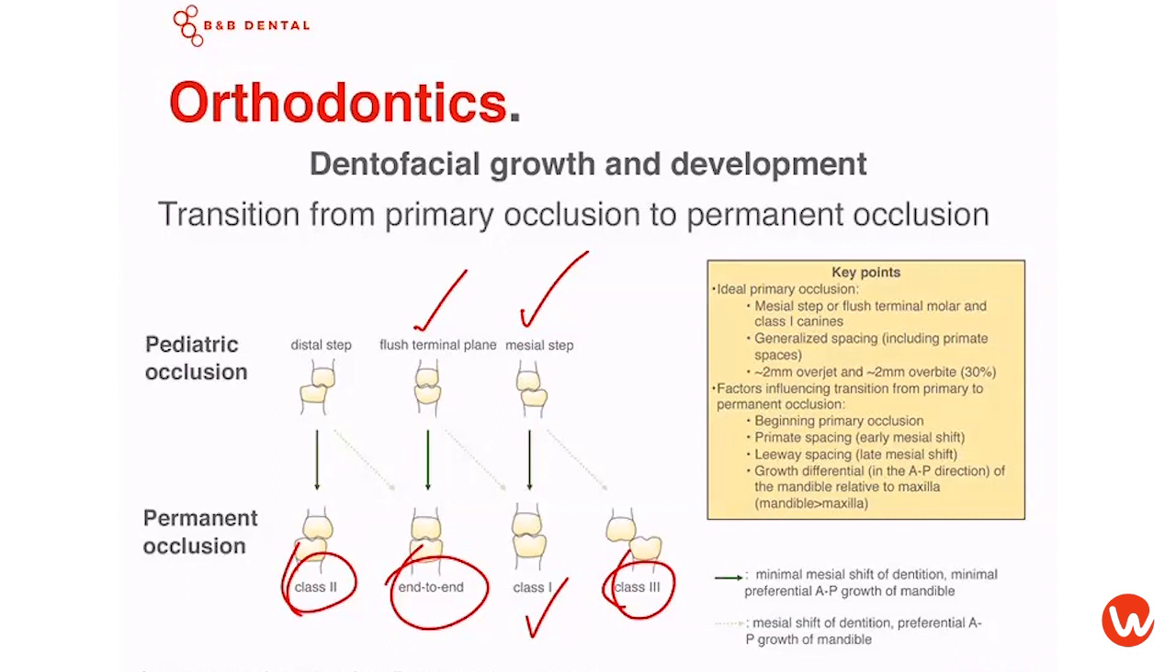And finally, with that distal step, that's where that primary second mandibular molar is more distal to that maxillary second primary molar. And those patients will tend to grow into that class 2 relationship or an end-to-end relationship. So that's an overview of how you can use that pediatric occlusion to predict a permanent occlusion, and a quick overview of both types of occlusal classifications.